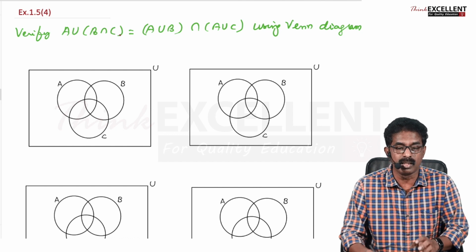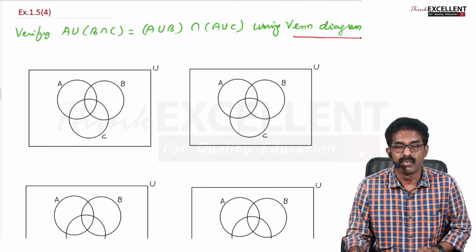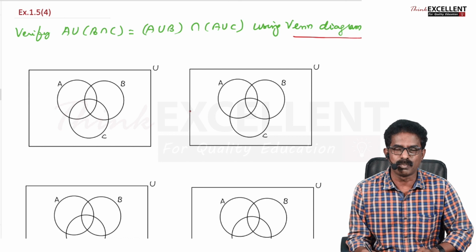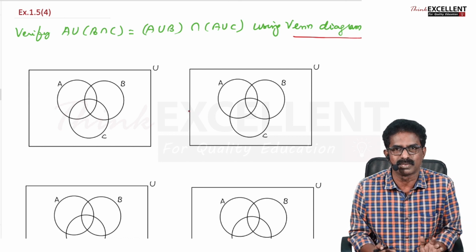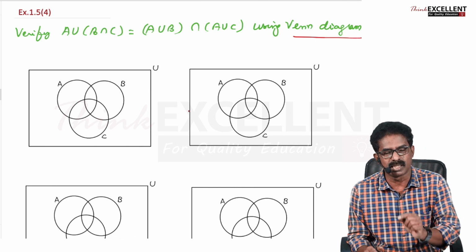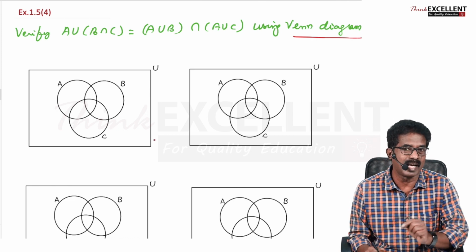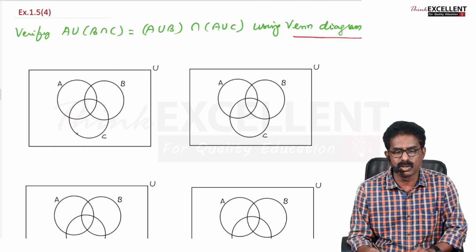So for this one, verify using Venn diagram. Don't go for any other method. If you take some sets of your own and do, it will be verified, but you won't get marked, right? Because here they specified using Venn diagram. So three sets, so you know this is how it.